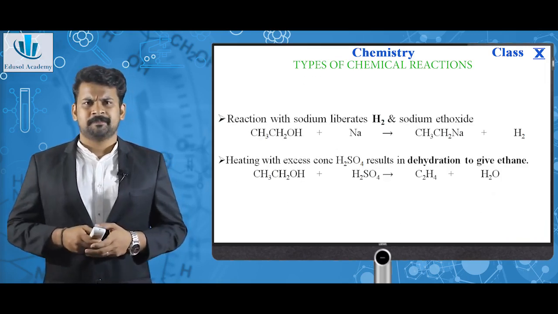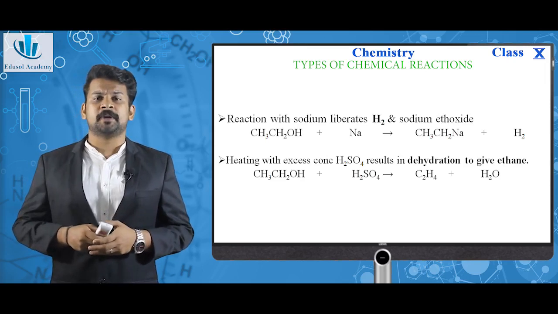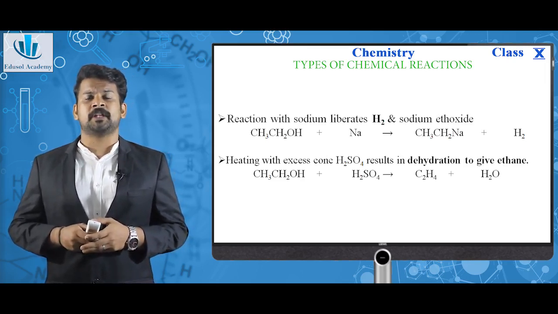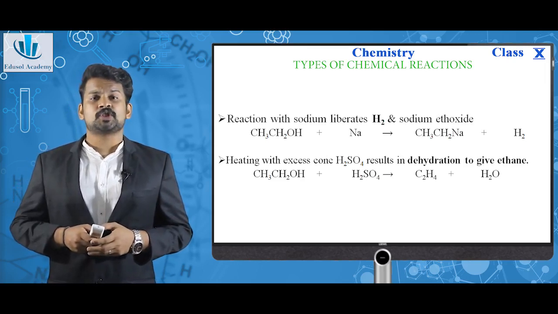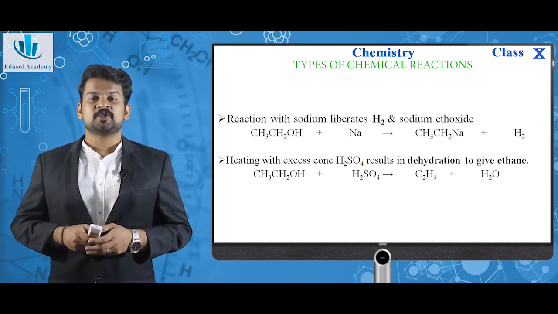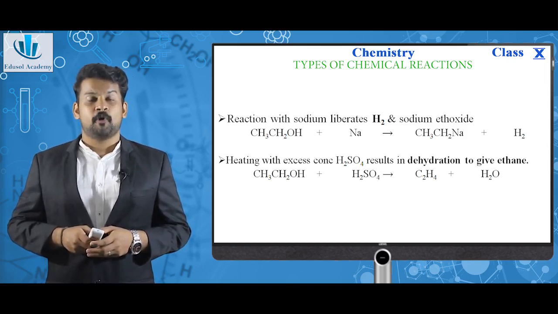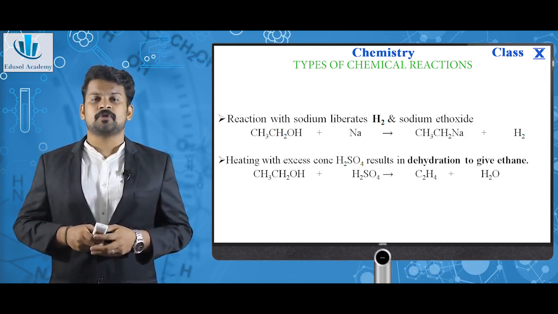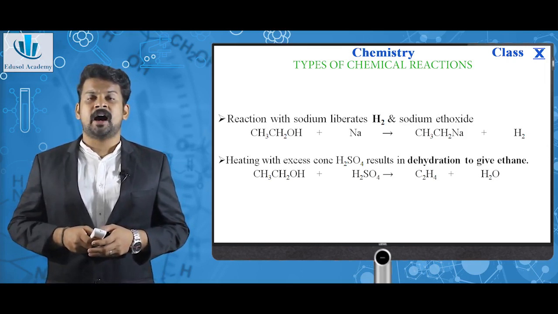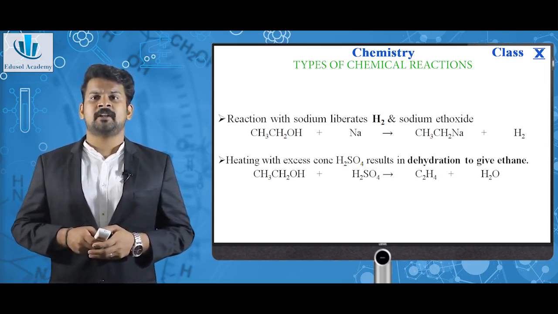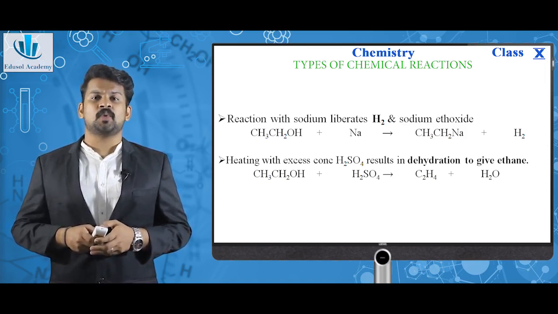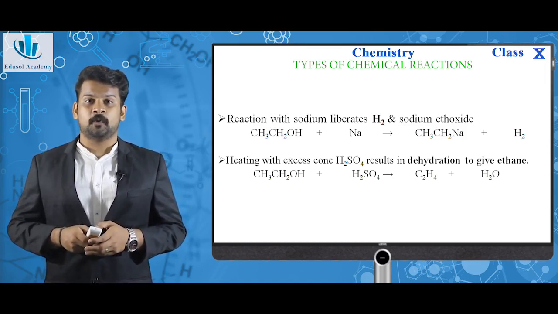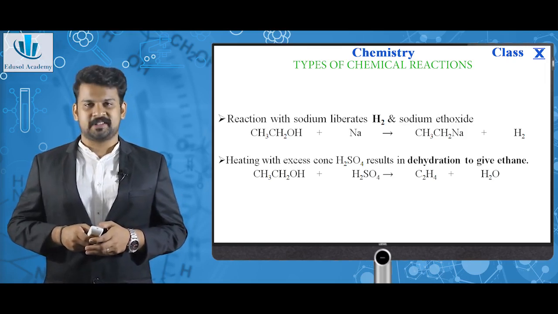Coming to the reaction. On reaction with sodium, it liberates hydrogen gas and forms sodium ethoxide. As you can see, CH3CH2OH plus Na giving CH3CH2ONa plus hydrogen gas. Also, on heating with excess concentrated sulfuric acid, dehydration occurs and it forms ethene. CH3CH2OH plus H2SO4 gives C2H4, ethene molecule, plus water.